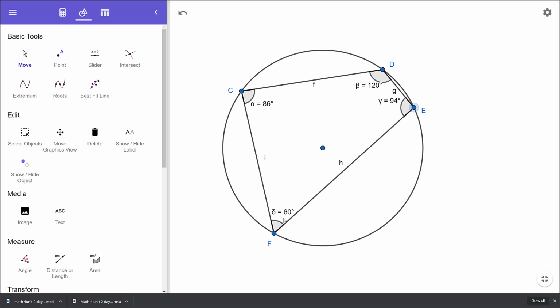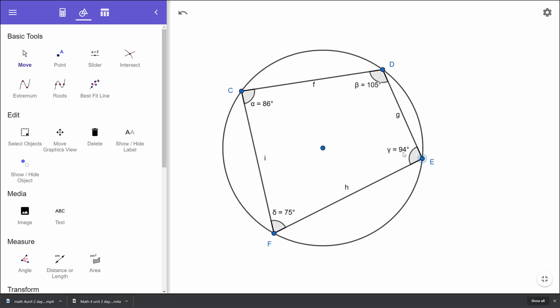So 120 plus 160 is 180. And does that work the other way around too? Well, what's 94 plus 86? Well, those are going to add up to 180 also. So that's what we did here. We're trying to see that relationship between when we put a quadrilateral on a circle. So when we inscribe a quadrilateral, we are noticing that the angles that are across from each other are always going to add up to 180.